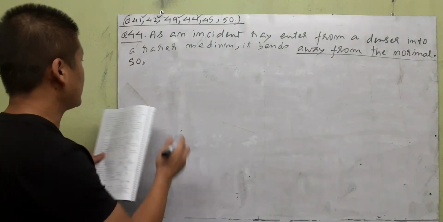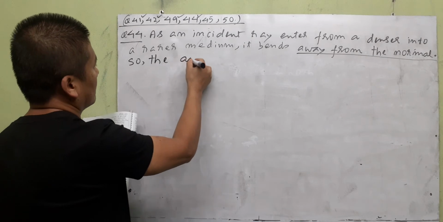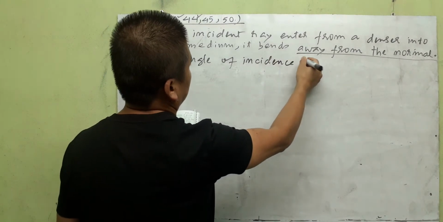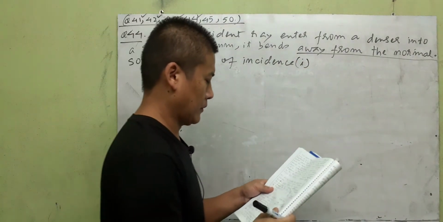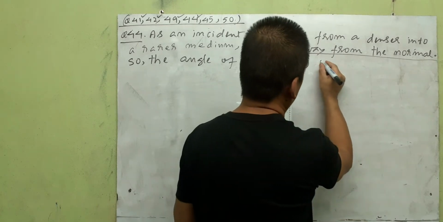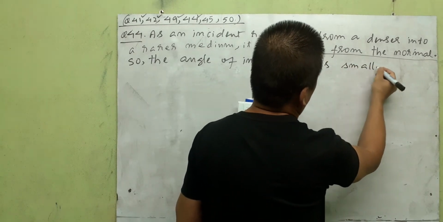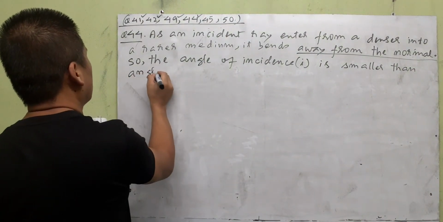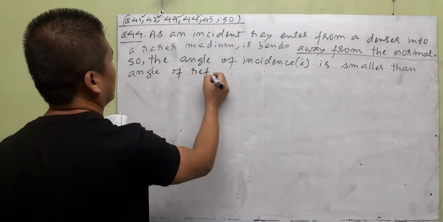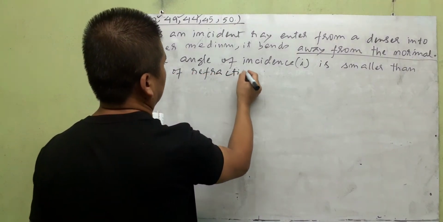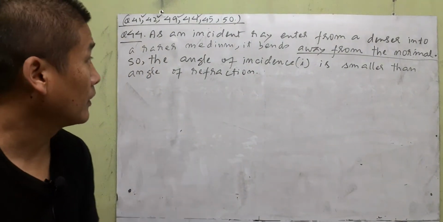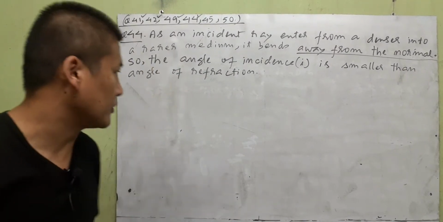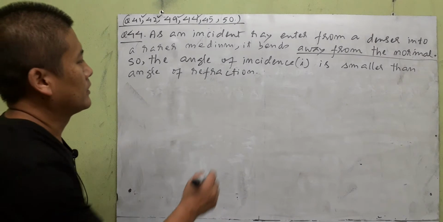So the angle of incidence, which is represented by small i, is smaller than the angle of refraction. It's smaller than the angle of refraction. So as it enters from a denser into a rarer medium, denser into a rarer medium, so for that, you see here. So this, yes or no, we're going to see.